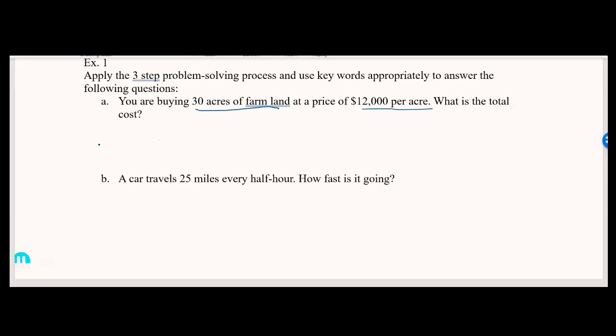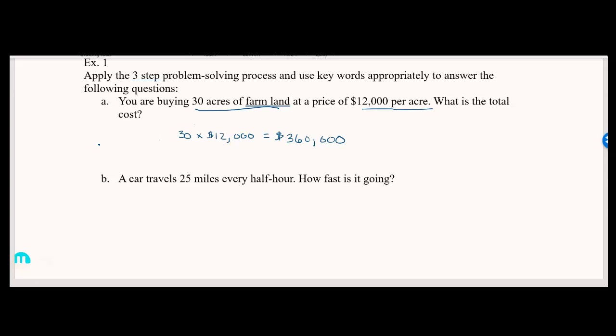So what does that tell me? That tells me that I need to take, and it doesn't matter which way you write this, but I'm just going to go in order that we have. We have 30 acres and they are $12,000 per acre. That means for each of the acres, and I'm buying 30 of them, then that means that the total cost would be $360,000.